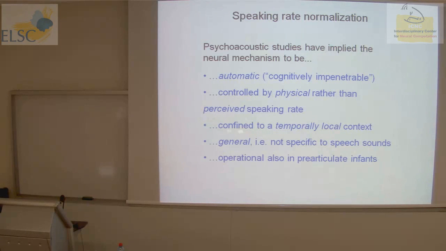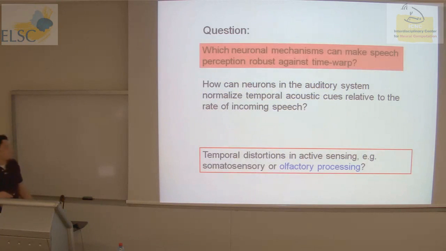It's temporally loaded. It's also not just, this was a long controversy, it's not specific to speech sound, so it's not relying on some higher order language modules that tell you what the phonemes were. This is related also to operational and pre-articulate insights. I think by now it also has been found in monkeys. Okay, so the question is, which neural mechanisms can generate such an invariance to temporal distortion?